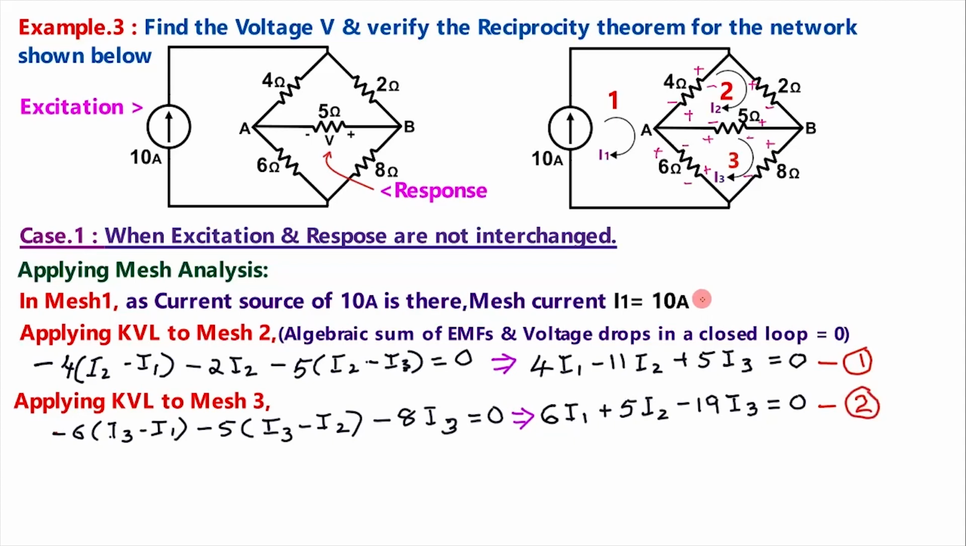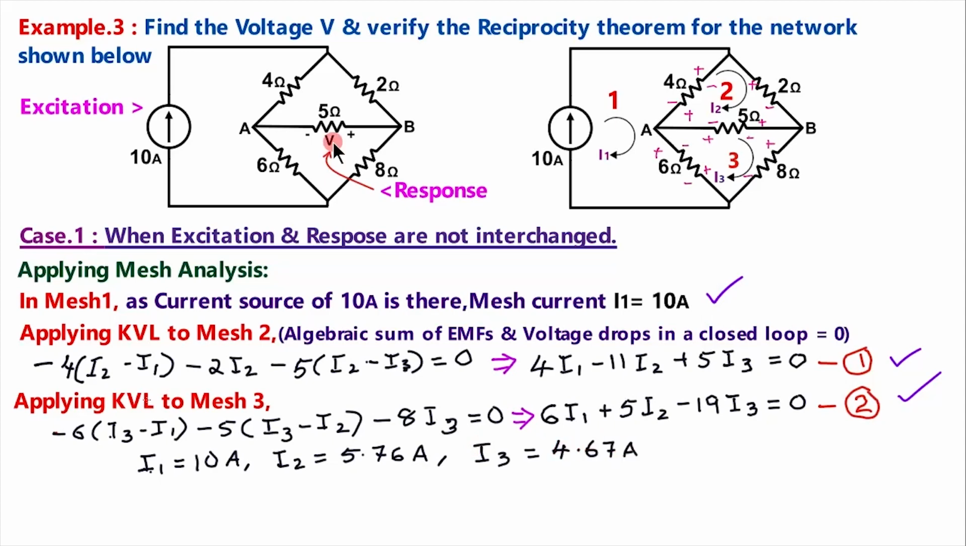I1, we already know that it is 10 ampere. Substituting the value of I1 in these two equations and solving, we will get I1 is equal to 10 ampere, I2 is equal to 5.76 ampere and I3 is equal to 4.67 ampere.